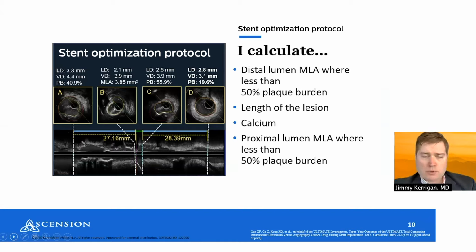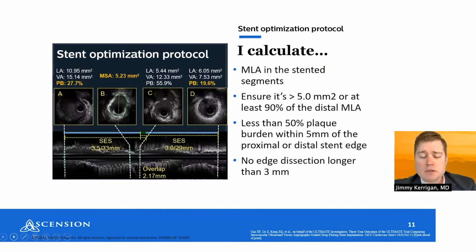So deploy the stent, post-dilate with a high pressure balloon. In the ULTIMATE trial, everyone got a balloon dilated to 18 atmospheres. Once I've achieved that, I'll put the IVUS back down. So again, put the Eagle Eye distal to the stent and make sure that I was right. My distal stent landed in a good spot. It's less than 50% plaque burden distally and proximally.